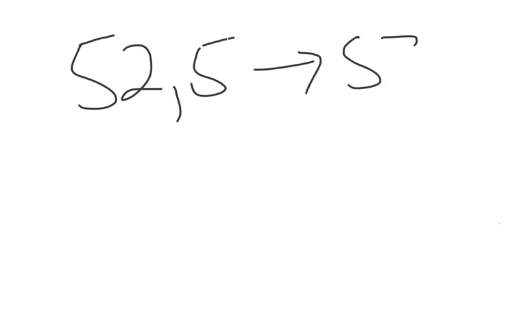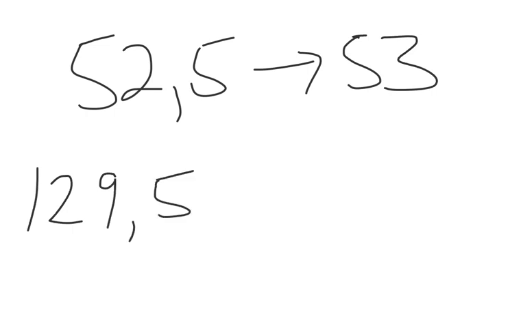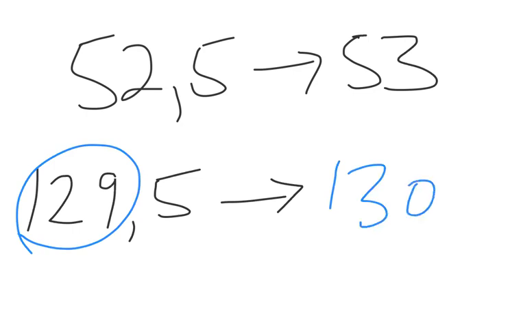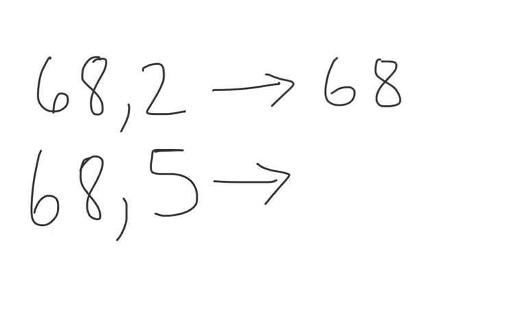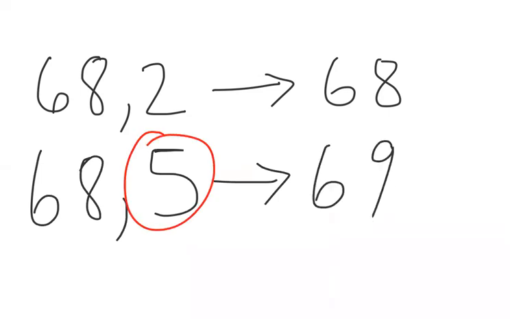So anything with a 5, 52,5, that will be 53. 129,5 will round up, that 129 becomes 130. 68,2 becomes 68, but 68,5, because that 5 belongs to the right part, that's going to go to 69.